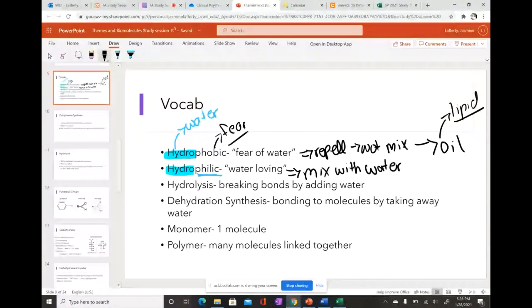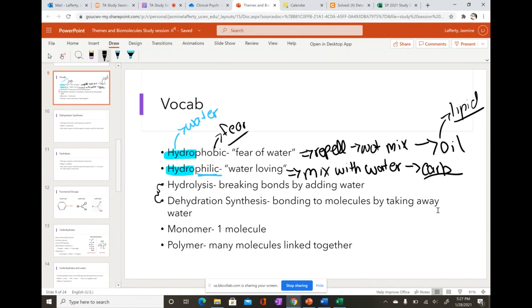So something that does mix with water would be like sugar, table sugar, and that is a carb. So carbs mix with water. Lipids do not mix with water. So that's what we mean when we say hydrophobic, hydrophilic. Okay, so hydrolysis and dehydration synthesis, I have slides dedicated to this in a second that we'll go over.